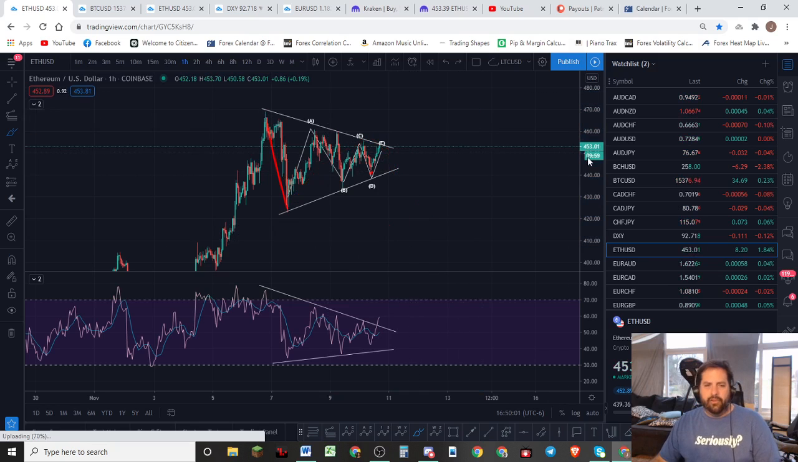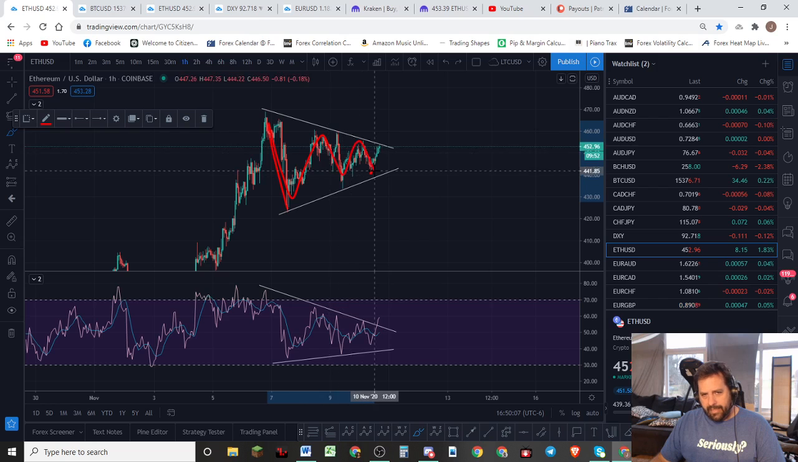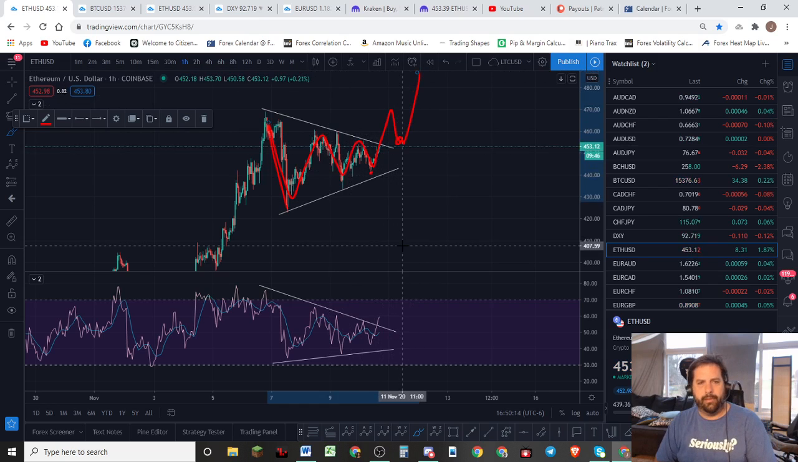So that is another way to interpret triangles, but again, I'm thinking most likely that this is actually A, B, C, D, E. We're going to get the break to the upside, pull back, enter long, and take it to the upside. So that's the way I'm thinking about it.